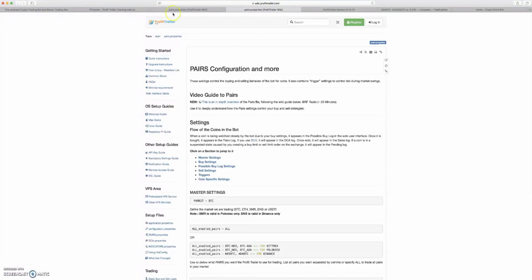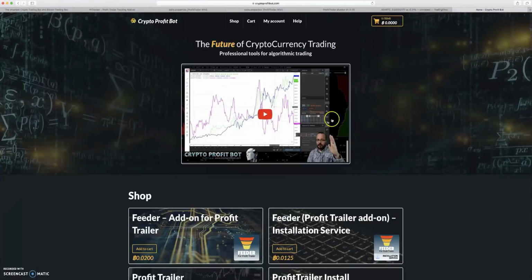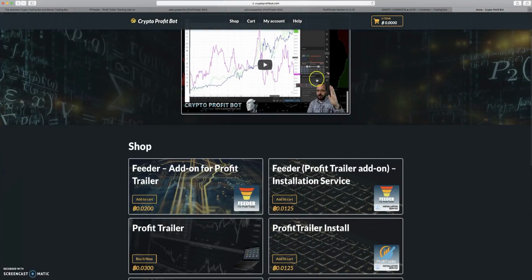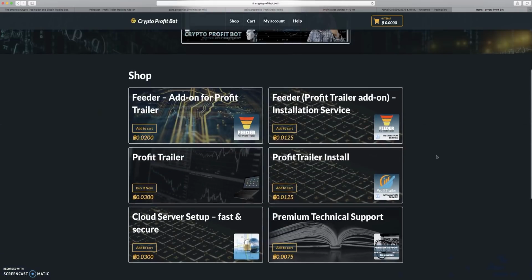And I am almost positive, after seeing this news with PT Tracker teaming up with Profit Trailer, that PT Feeder is on the forefront of the development as well. I don't know if they're going the subscription model, but I'm sure that PT Tracker or PT Feeder in the future will be compatible with the new Profit Trailer version.